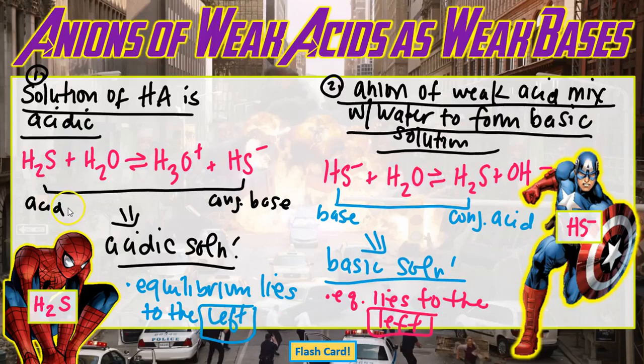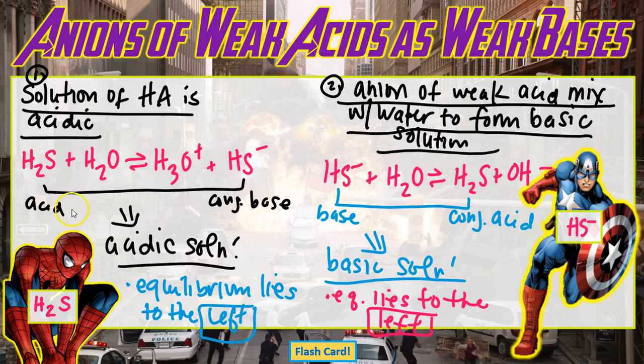The other large group of Brønsted-Lowry weak bases consists of the anions of weak acids. And those anions of weak acids are going to function as a weak base. So we find that usually a weak acid solution is acidic, and we find that a conjugate base of that weak acid, its solution is basic. And so the question becomes why?